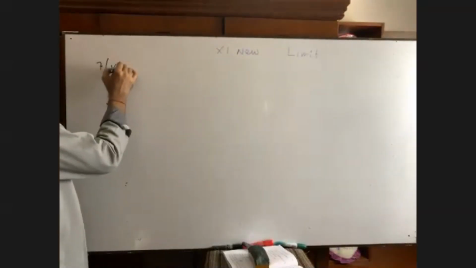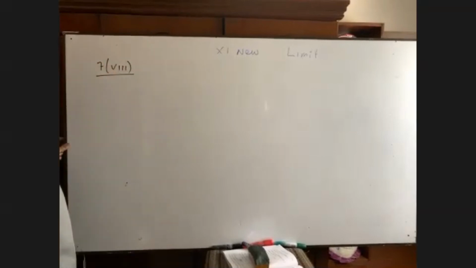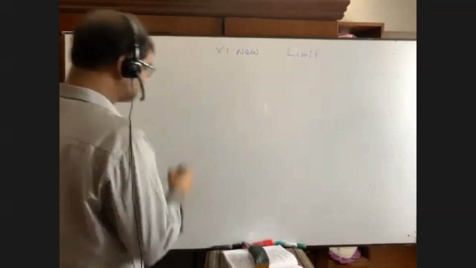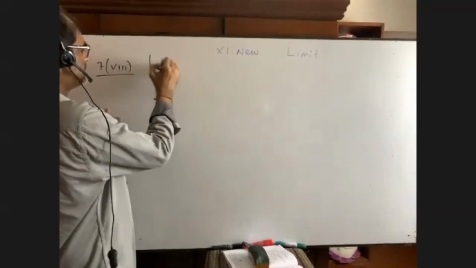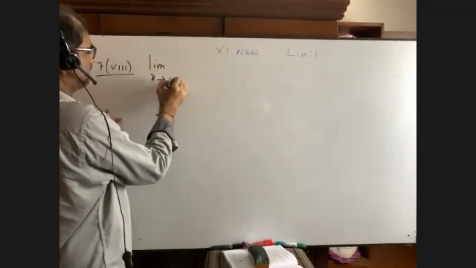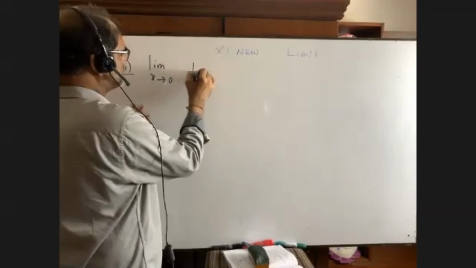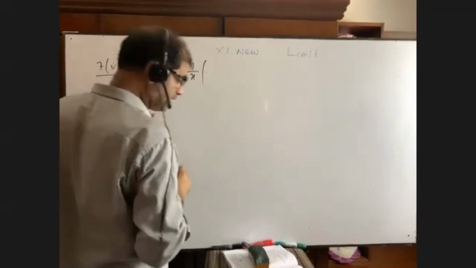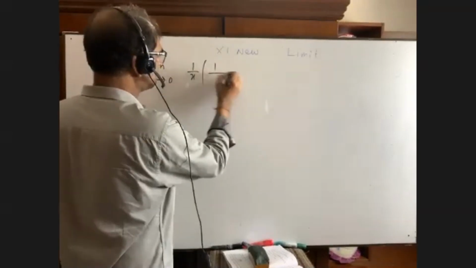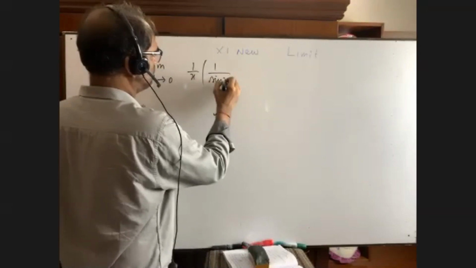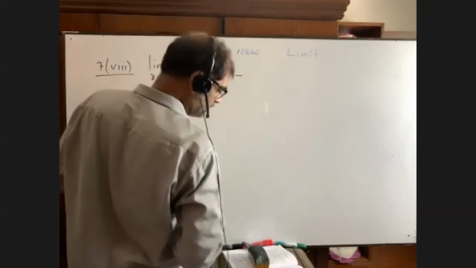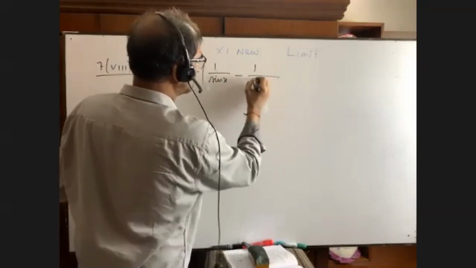Question number 8 of 7. Limit x tends to 0 of 1 by x, then 1 by sine x minus 1 by tan x.